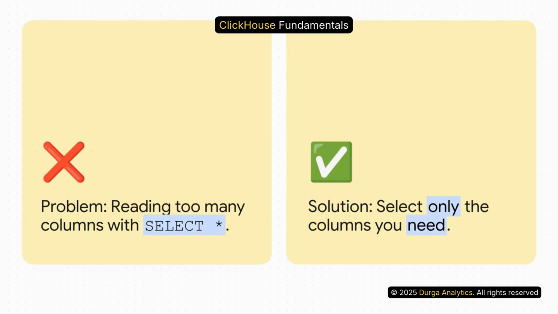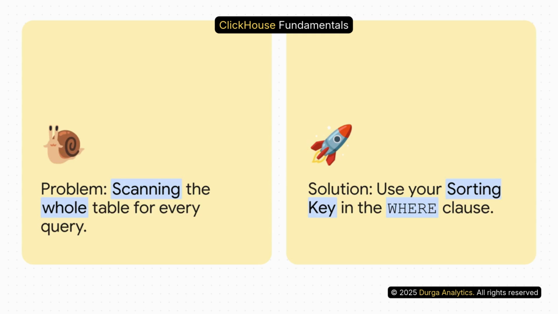First up, let's talk columns. You have got to avoid select star. You just have to. In ClickHouse's columnar world, every single column is its own separate file on disk. So think about it. If you select 20 columns when you only need 2, you're forcing ClickHouse to open and scan 18 extra files it never needed to touch. That's a huge waste.